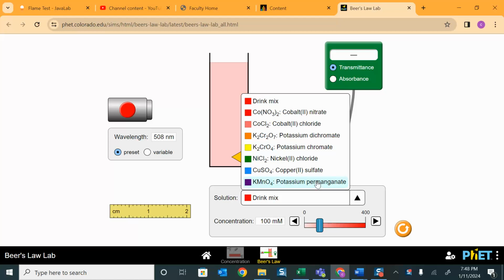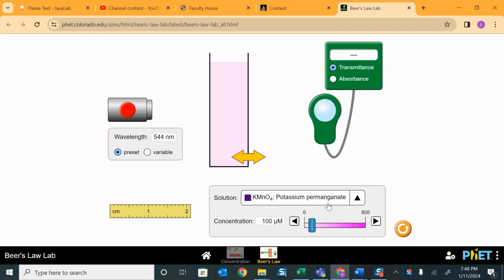In the lab that you do, you're going to have the potassium permanganate, and you want to make sure that the wavelength is preset to 544 nanometers. You can actually drag this and measure the path length here. The path length is going to be 1 centimeter. That shouldn't change. You can change it, but please don't. Just leave that alone.